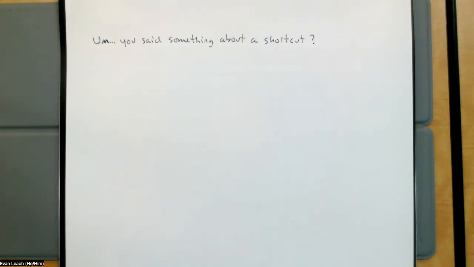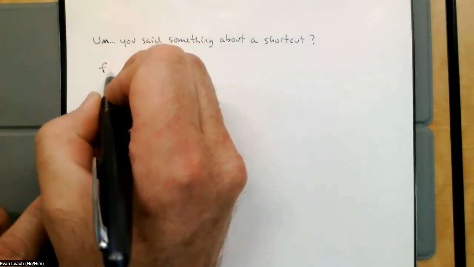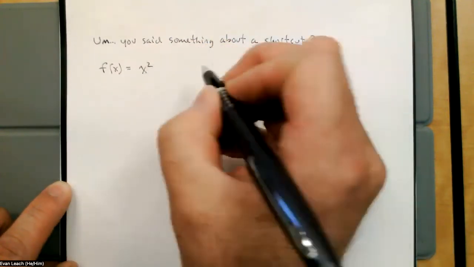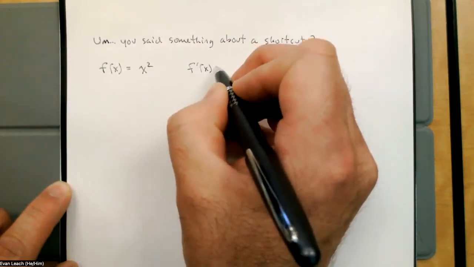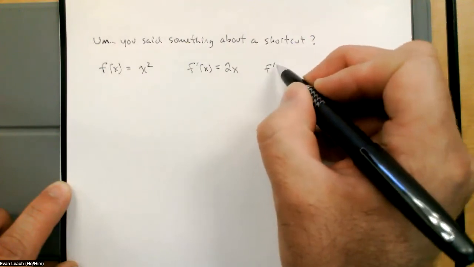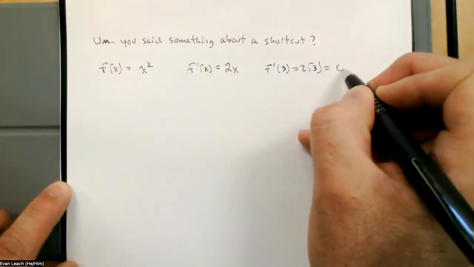So I did say something about a shortcut, and I was figuring out these derivatives really fast. So if you recall, when f of x was x squared, the derivative f prime, some of you know, 2x. And so f prime at 3 will just be 2 times 3, or 6.